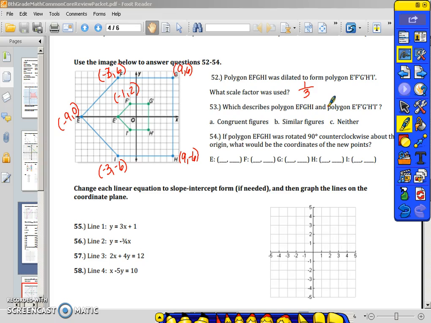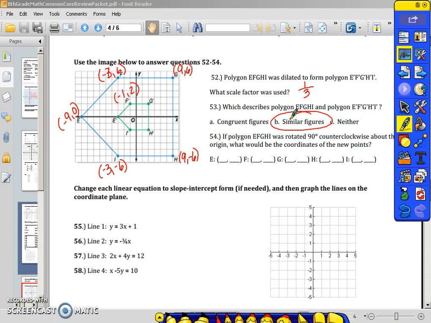Which describes polygon EFGHI and polygon E prime F prime G prime H prime I prime. They are congruent figures, they are similar figures, or neither. Congruent means they are exactly the same size, same shape. They are not the same size, although they are the same shape. So that means that they are similar because they are the same shape, but they are different sizes.